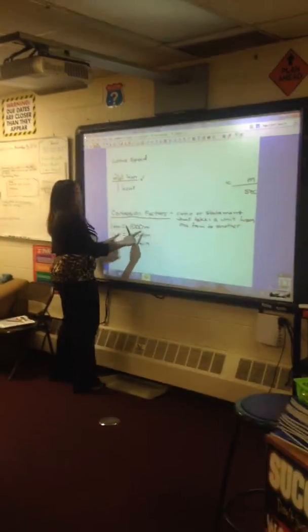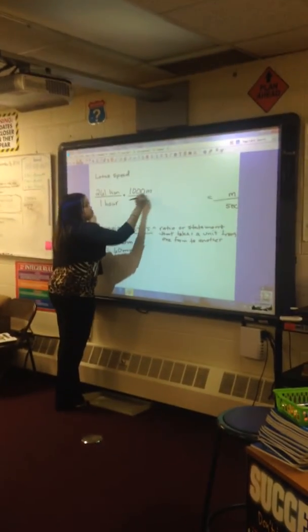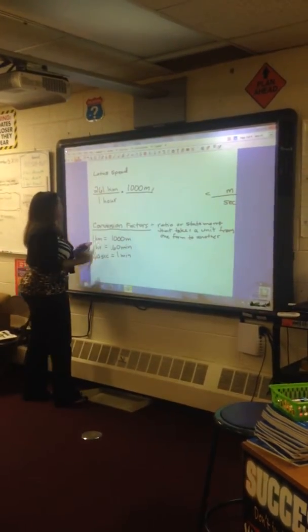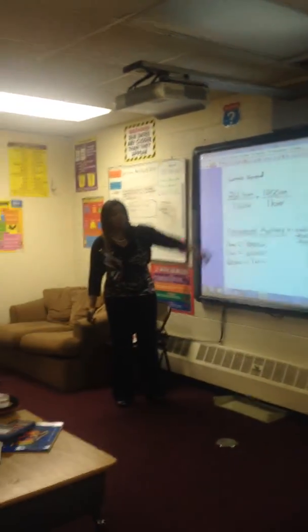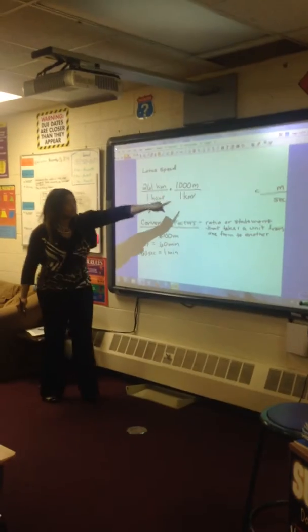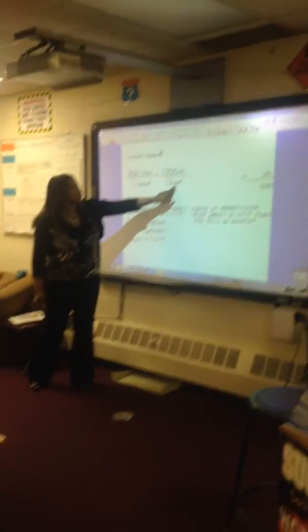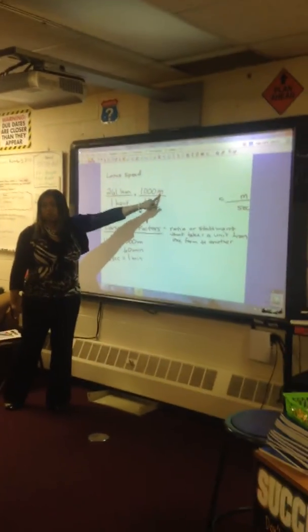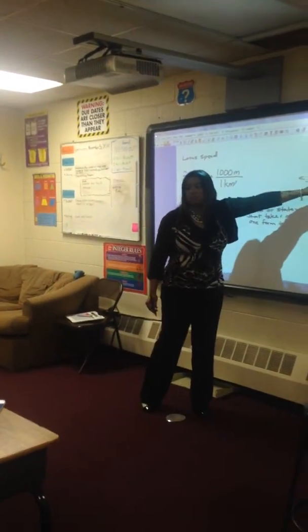Watch what happens when I write it that way. I'm going to put meters on the top. 1,000 meters is equal to 1 kilometer. What happens to kilometers? I got a kilometer on the top and a kilometer on the bottom. They cancel out. So if they cancel out, what happens to this? It stays. And in the very end, it's where it's supposed to be. You got it? All right.